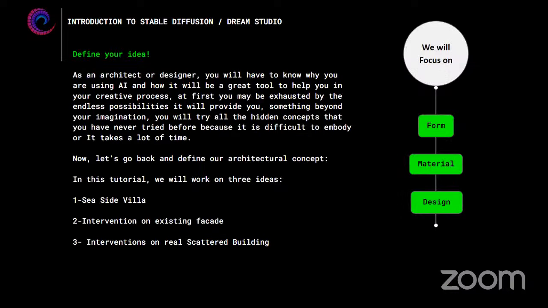Okay. What I was saying is that I was talking about those three ideas that we will work on in this tutorial: the seaside villa, the intervention on an existing facade, and an intervention on a real scattered building, or a building that lost a part of it. And we will focus on the form, the material, and the design.